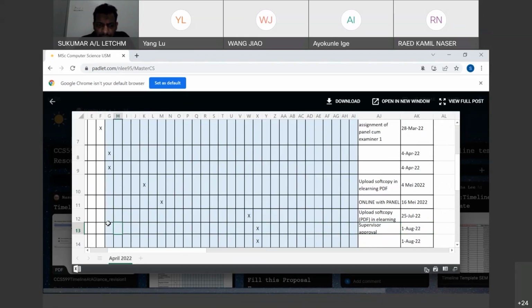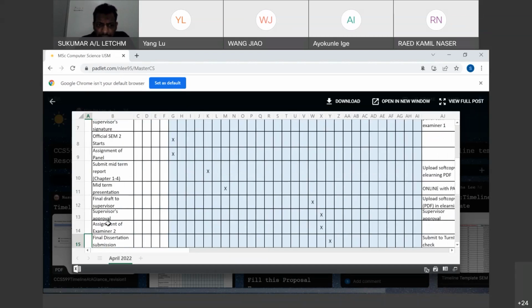After your supervisor approval, next we will assign examiner 2. We will decide who is going to be your examiner 2, because sometimes even though you have your topic, your supervisor gives you some feedback, and your panel 1 gives you feedback, and there ends up being some other element in your research. So we need to find an examiner 2 who is relevant to that particular topic.